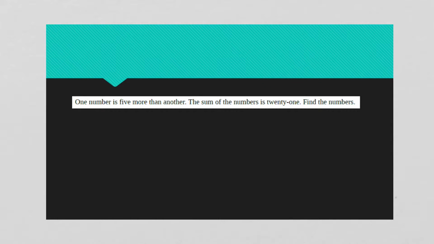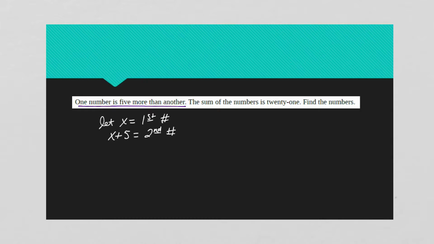Alright, this one says one number is 5 more than another. The sum of the numbers is 21. Find the numbers. So this one I'm actually looking for two things. I'm looking for two numbers. So if I let x equal the first number, and it says here that one number is 5 more than another, therefore my second number has to be x plus 5.